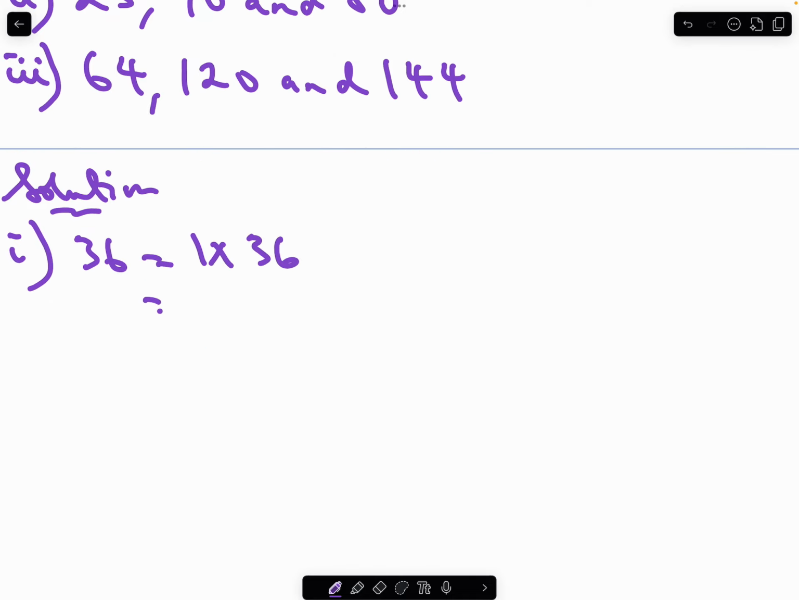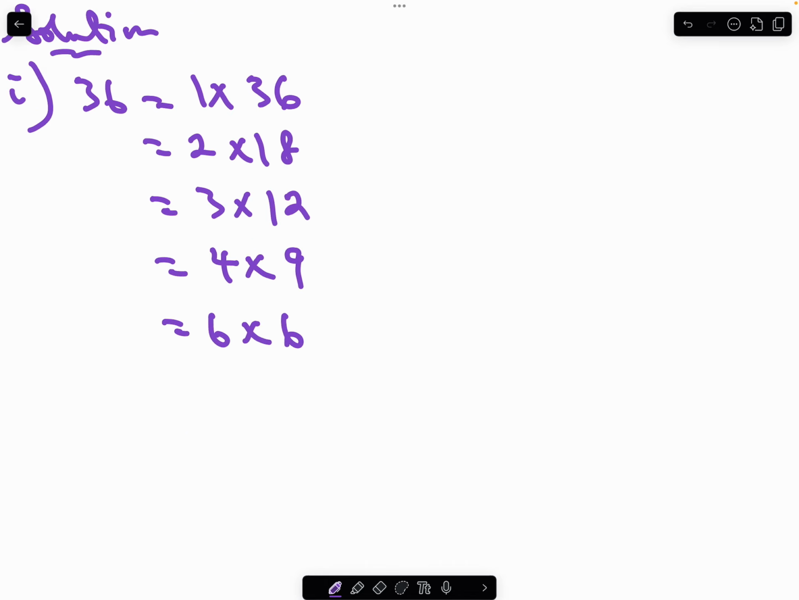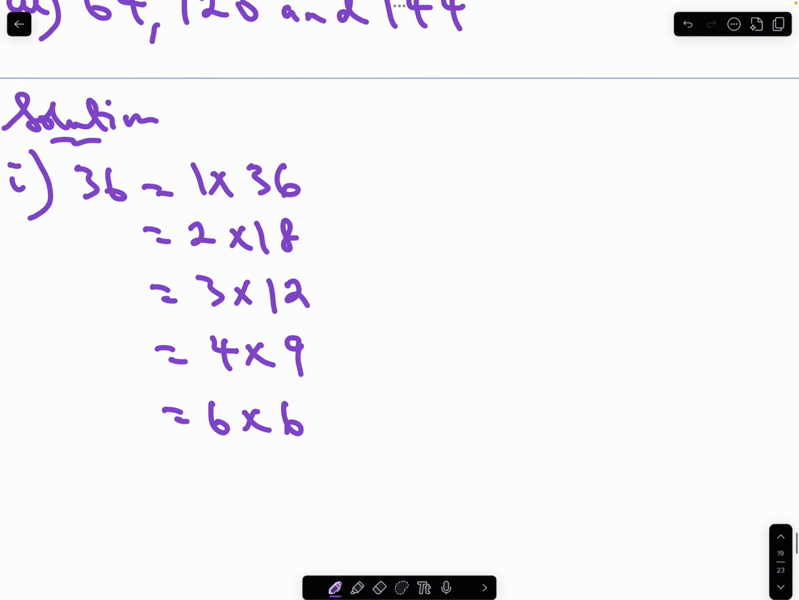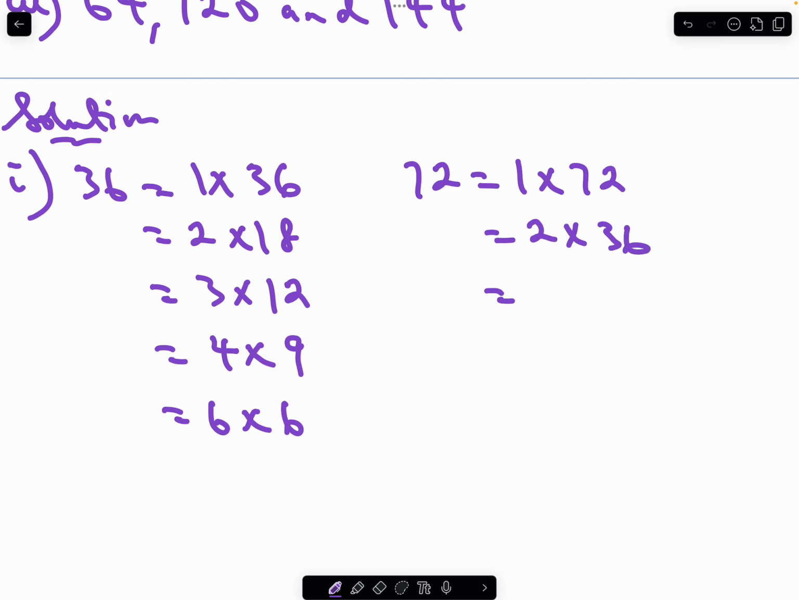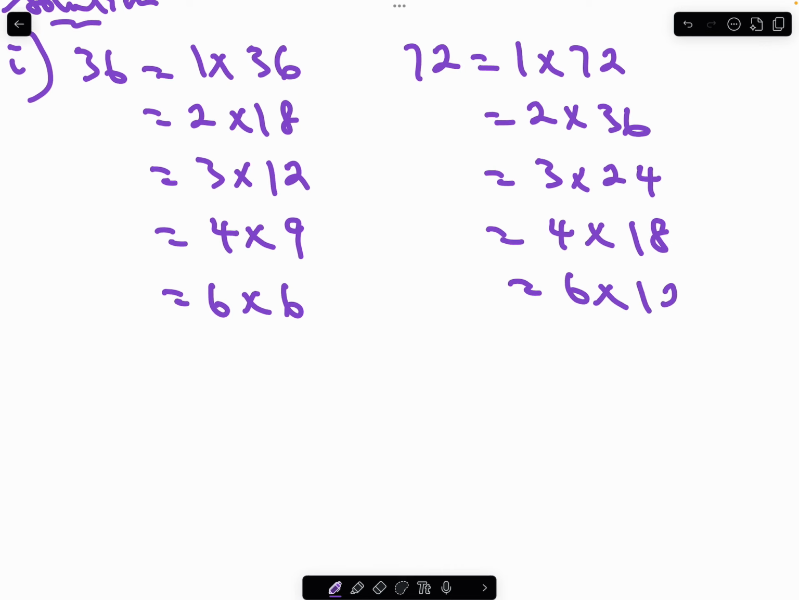That's 1 times 36, 2 times 18, 3 times 12, 4 times 9, 6 times 6, and that's all. 72 is 1 times 72, 2 times 36, 3 times 24, 4 times 18, 6 times 12, and 8 times 9.